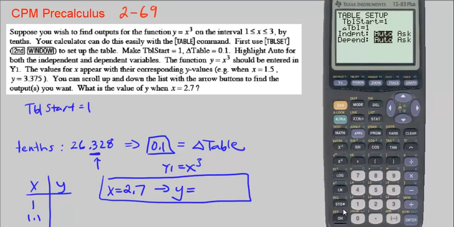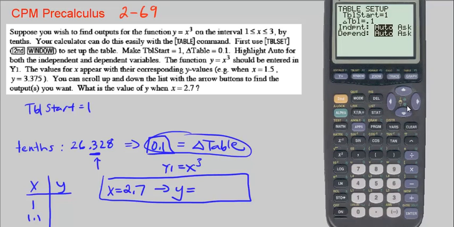is equal to 1. So let's go ahead and put 1 here. Push the down arrow, delta table, that triangle table we know is 0.01. So let's put 0.01 here. They say to highlight auto for both the independent and dependent variables. Auto is already highlighted. So when we're done with this, let's just click second quit to exit.